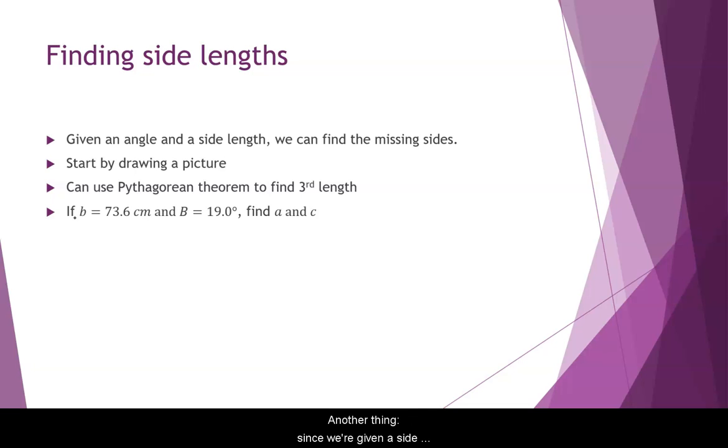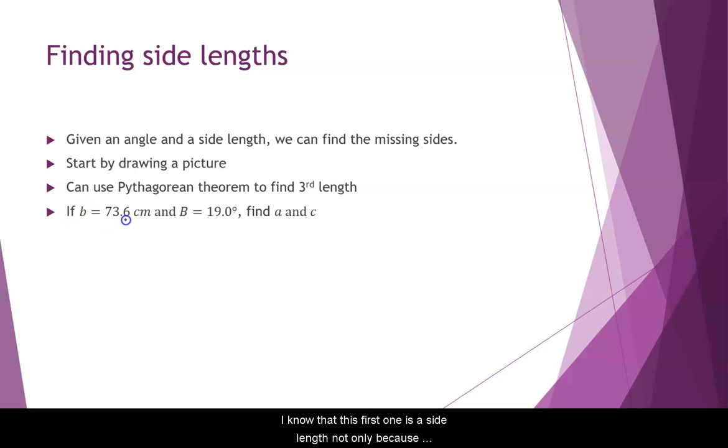Another thing, since we're given a side length, once we find even just one more side length, we can find the third using the Pythagorean theorem because we're working with right triangles. Let's look at this problem. We're given that side length b equals 73.6 centimeters and angle B equals 19.0 degrees. And what we want to do is find a and c.